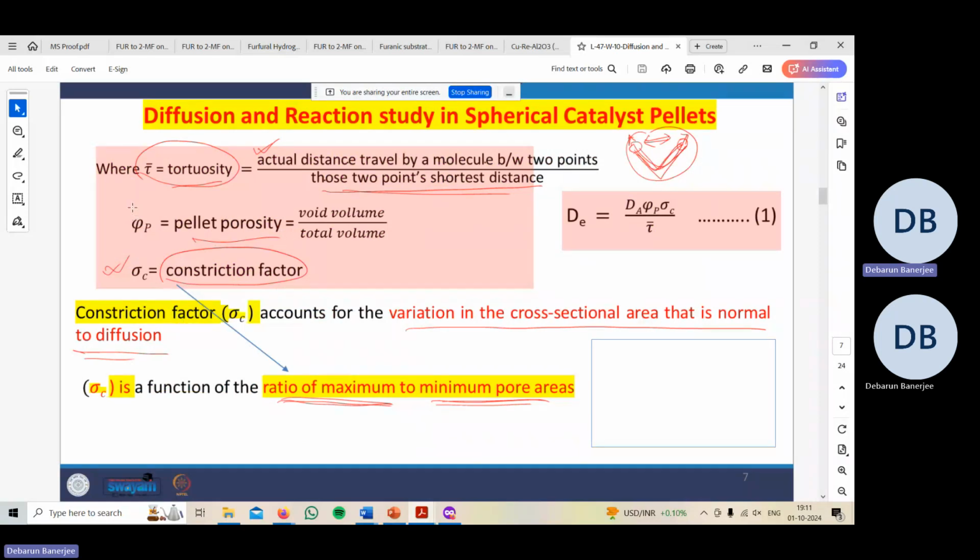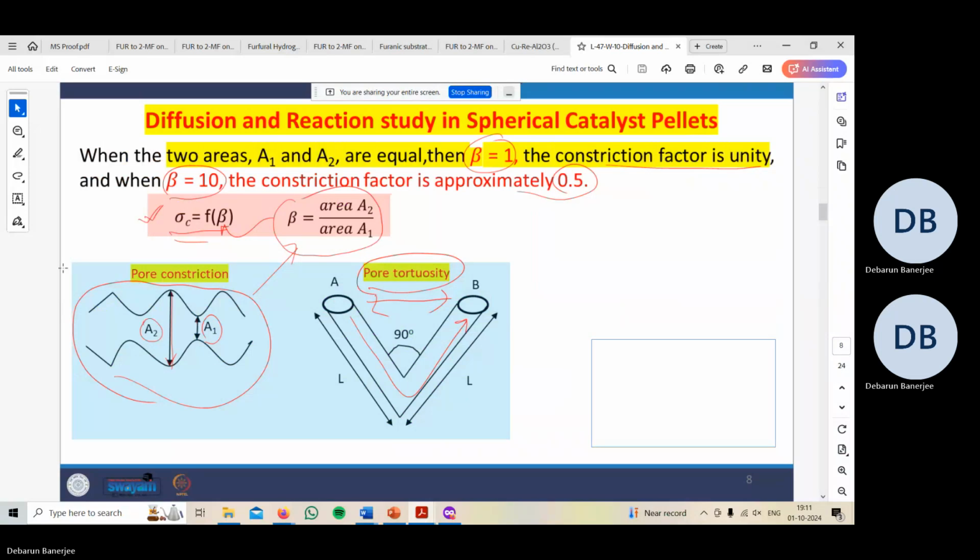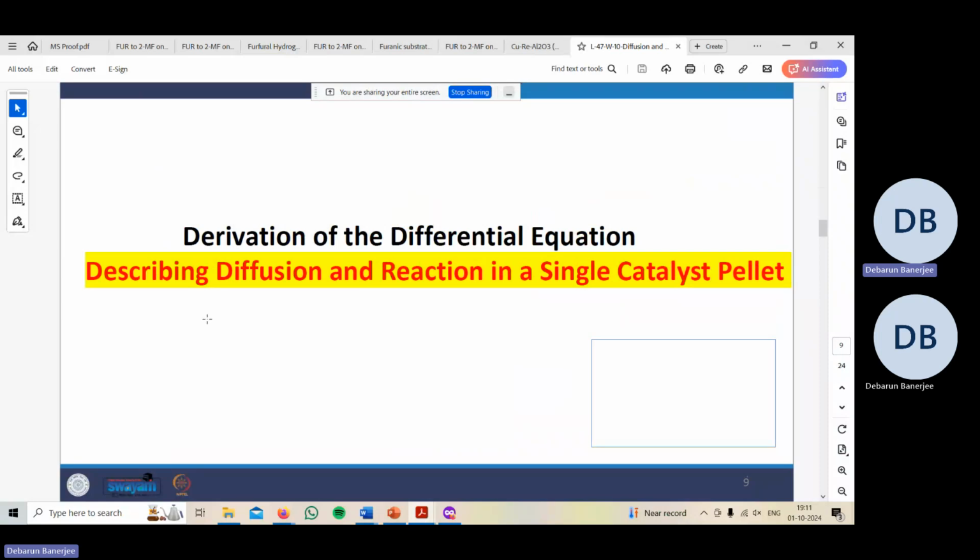So the constriction factor sigma_c accounts for the variation in the cross-sectional area which is normal to diffusion. And sigma_c is a function of the ratio of maximum to minimum pore areas. When two areas A1 and A2 are equal, then beta, which is the ratio of these areas A1 and A2, will be equal to 1, and the constriction factor is unity. When beta equals 10, the constriction factor is approximately 0.5. Here you can see the derivation of the differential equation describing the diffusion and reaction in a single catalyst pellet.